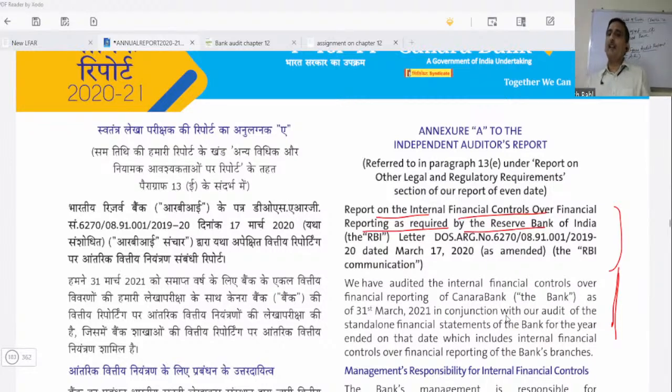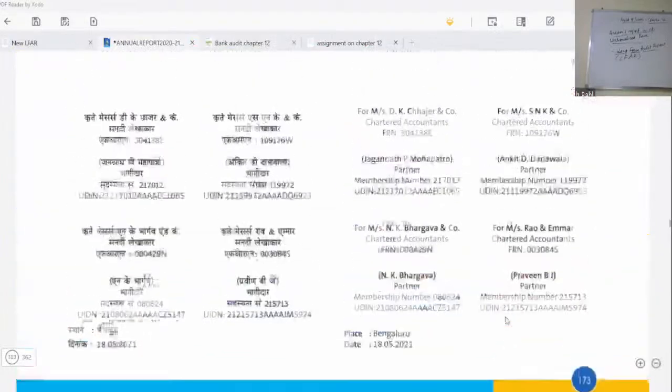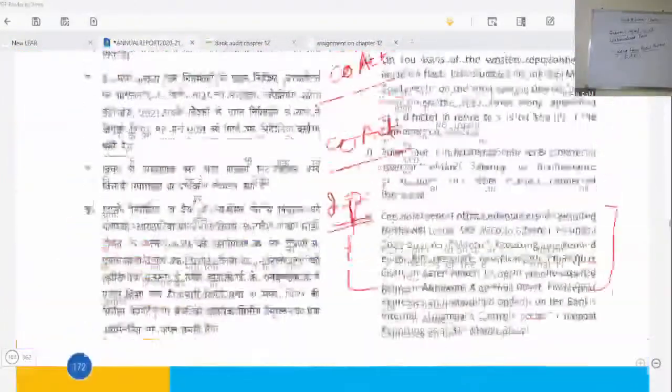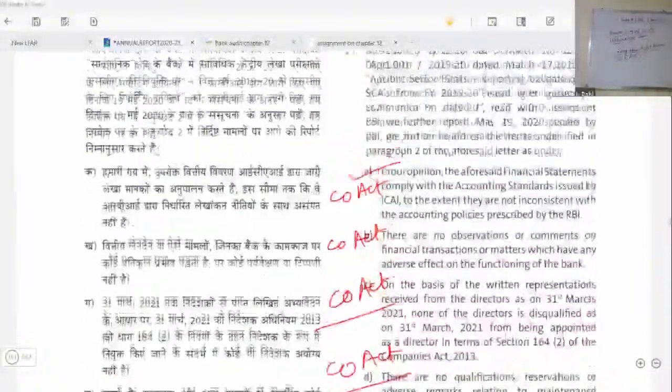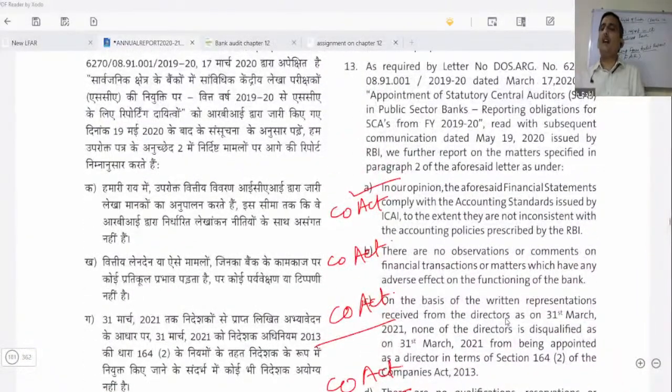In the case of banks, because the Companies Act is also applicable, I had told you, whatever is there in reporting requirements in the Companies Act, to the extent it is not inconsistent with the provisions of the Banking Regulation Act or other enactments applicable to banks, the same are also to be reported. Okay, and all these matters which are there in section 143(3) are also to be reported.